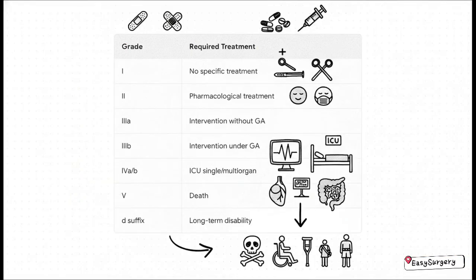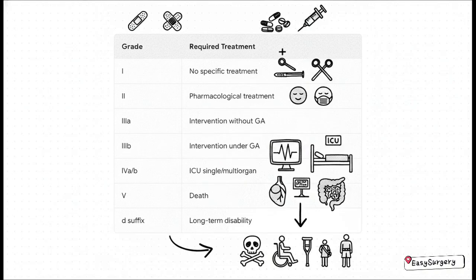Take a mental screenshot right now because this table maps out literally every grade you need to know. Starting at the top, Grade I is any deviation from the normal post-op course that doesn't need specific drugs or interventions. Grade 2 steps it up. Now you need pharmacological treatment. Grade 3, that's when your patient actually needs a physical, surgical, endoscopic, or radiological intervention. And notice how it splits right there. 3A is an intervention without general anesthesia, and 3B is with it.